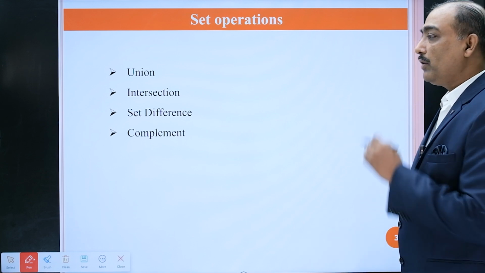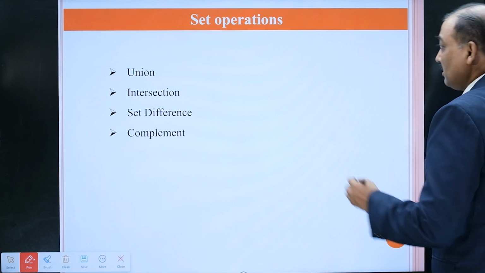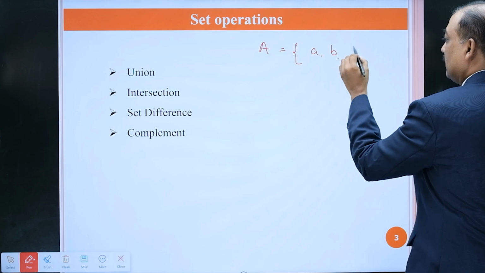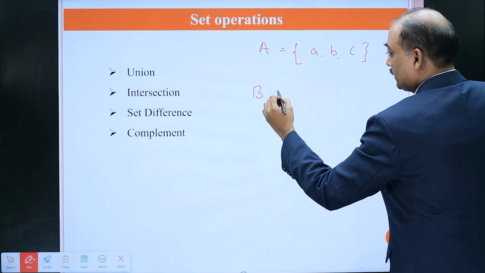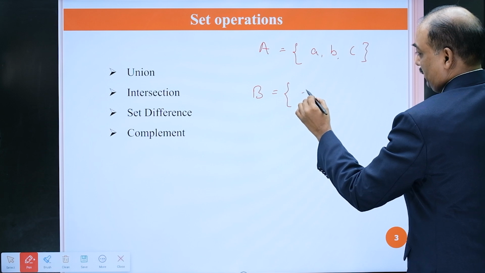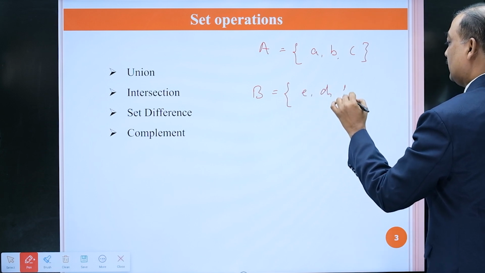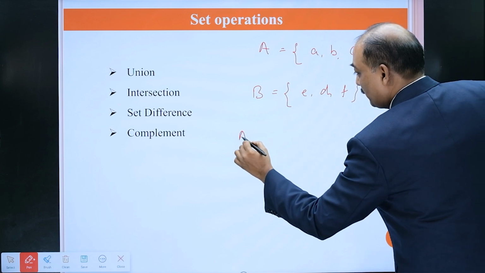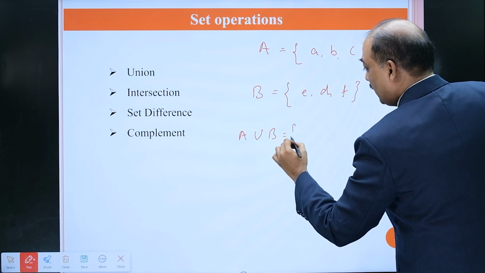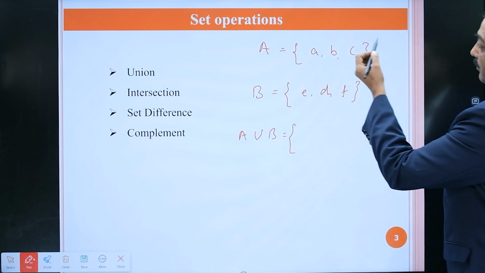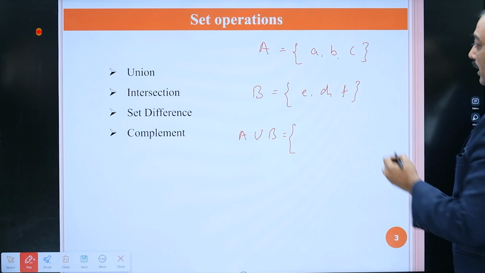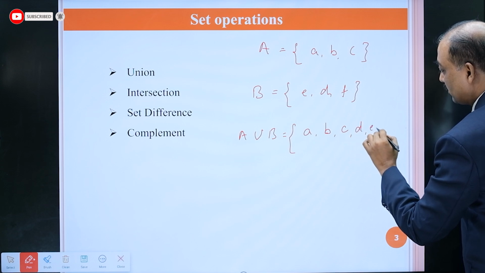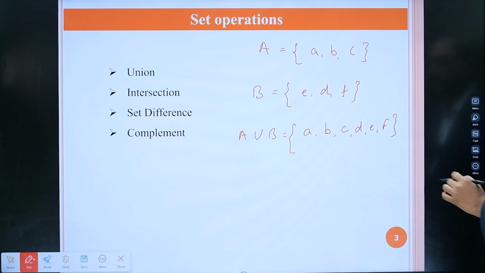Moving ahead, to understand what exactly a set is, we'll now look into the various operations on sets. To begin with, let's talk about the union operation. Imagine I have set A, which consists of elements A, B and C, and there is set B, which consists of elements E, D and let's say F. Now when I write the union of these two sets, I write A union B. It consists of the elements from set A as well as set B. So I'll write the elements from both sets, and that becomes A, B, C, D, E, F.